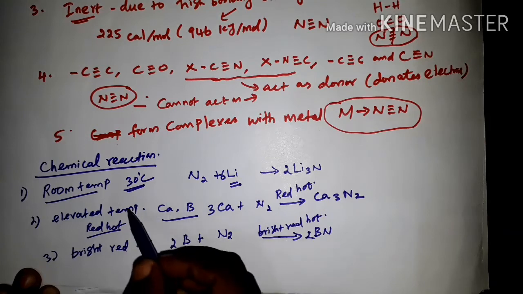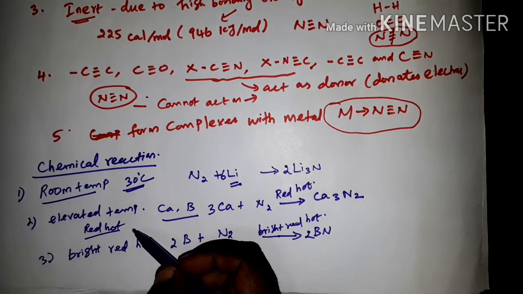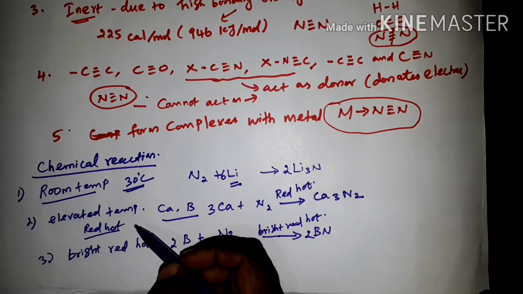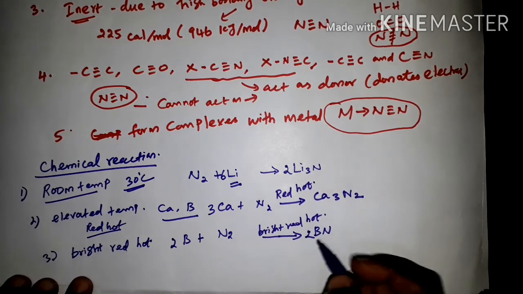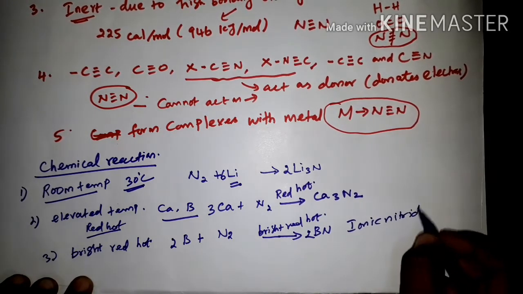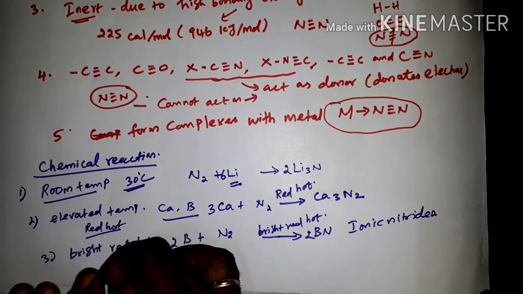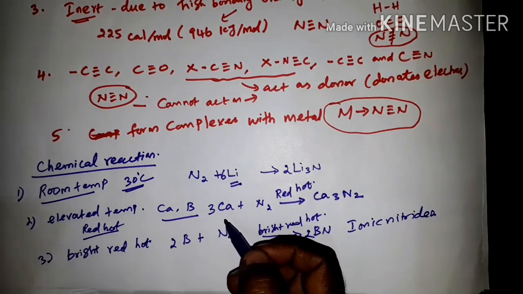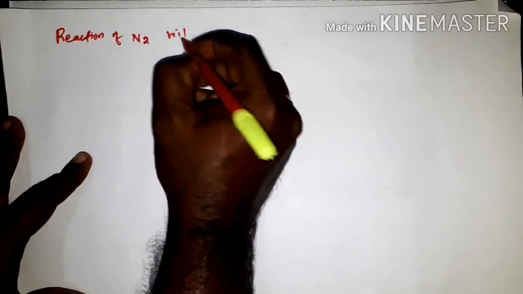So at normal room temperature only lithium can react with nitrogen, and at elevated temperatures group 2 metals like calcium and other elements can react. In the bright red hot conditions, it forms ionic nitrides. We call these ionic nitrides. So this is the general chemical reaction. One more important reaction is the formation of ammonia, the reaction of nitrogen with hydrogen.